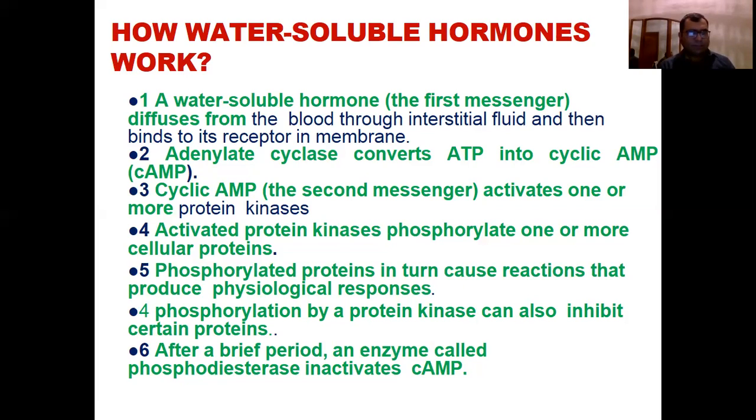As noted in step 4, phosphorylation by protein kinase can also inhibit certain proteins. For example, some of these kinases, unleashed when epinephrine binds to liver cells, inactivate an enzyme needed for glycogen synthesis. Six, after a brief period, an enzyme called phosphodiesterase inactivates cAMP. Thus, the cell's response is turned off unless new hormone molecules continue to bind to their receptors in the plasma membrane.